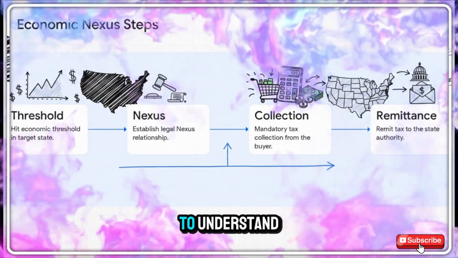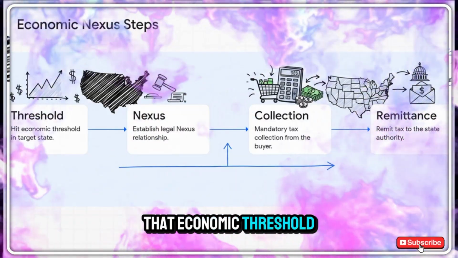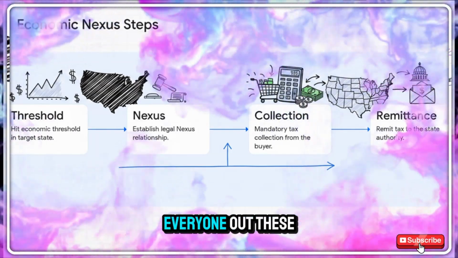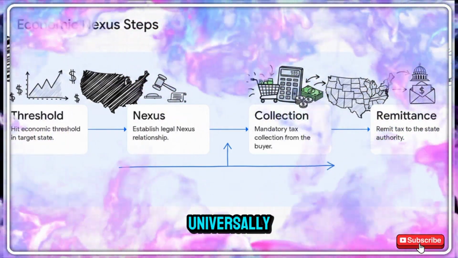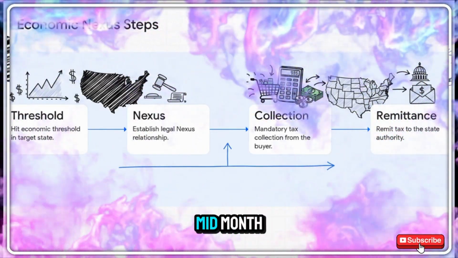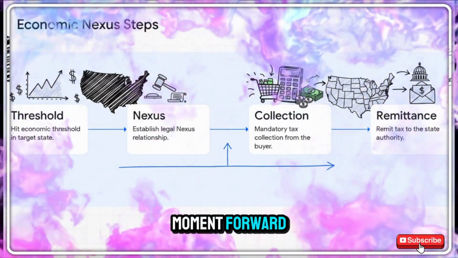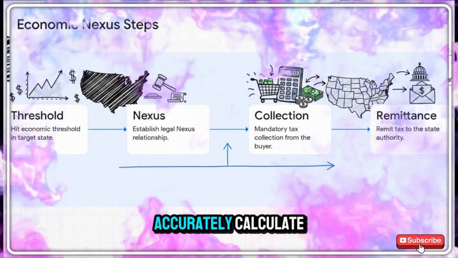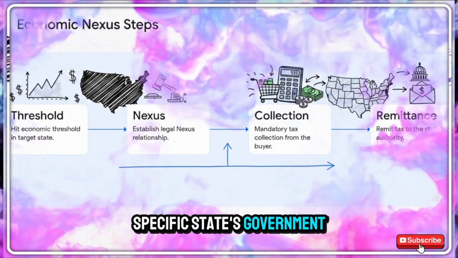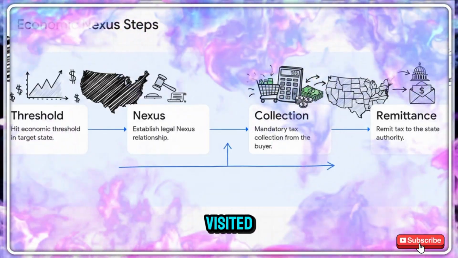The crucial point to understand here is the cause and effect timeline. Once you cross that economic threshold, you legally establish nexus. And here is the hidden mechanic that catches everyone out. These thresholds are almost universally calculated on a trailing 12-month basis. This means your liability can trigger mid-month or mid-transaction, completely unannounced. From that exact moment forward, you are under a strict legal mandate to accurately calculate, collect, and remit taxes directly to that specific state's government. You've essentially just become an unpaid tax collector for a state you may have never even physically visited.